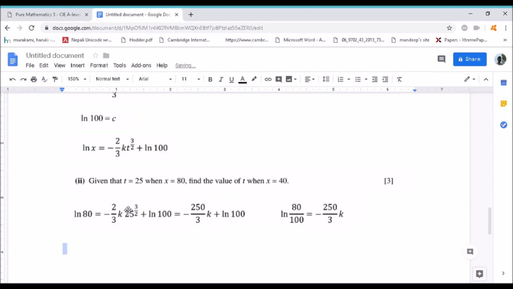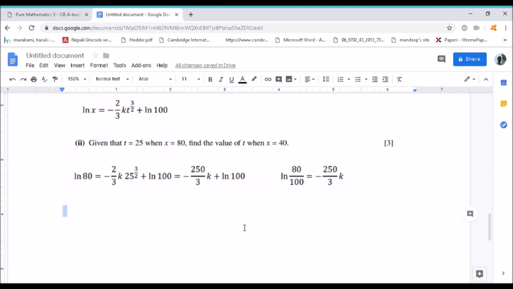Look, first I replaced ln of x by 80 and t by 25. So it will be ln of 80 equals minus 2 over 3 k 25 to the 3 over 2 plus ln of 100. 25 to the 3 over 2 times 2 is 250. So minus 250 divided by 3k plus ln of 100. So ln of 100 goes to the left hand side, and it will be ln of 80 minus ln of 100. So using the logarithmic rule, ln of 80 minus ln of 100 will be ln of 80 divided by 100. So that equals minus 250 divided by 3k.